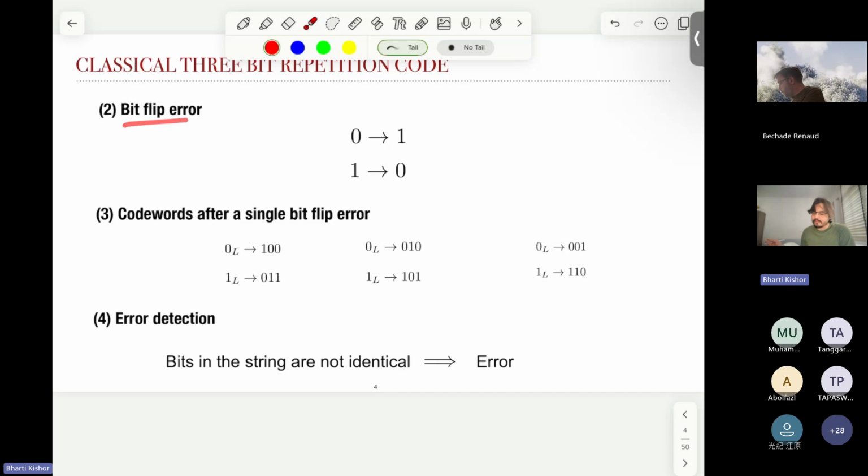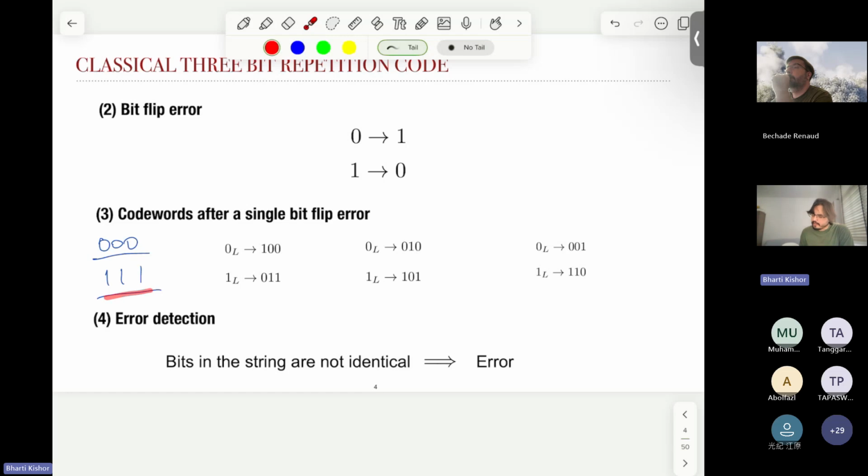Now, when you are sending or storing the information, the bits can flip. So you can have the bit flip error: 0 can become 1, 1 can become 0, and this is a problem. Say you have the 0 logical, which is 0 0 0, and the 1 logical, which is 1 1 1. If the first bit flips, the message will be 1 0 0. If the second bit flips, it will be 0 1 0. If the third bit flips, it becomes 0 0 1. That's the message after a single bit flip.